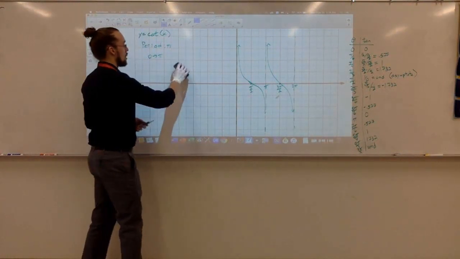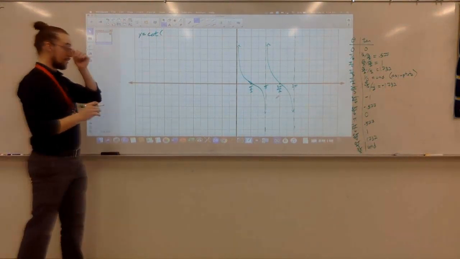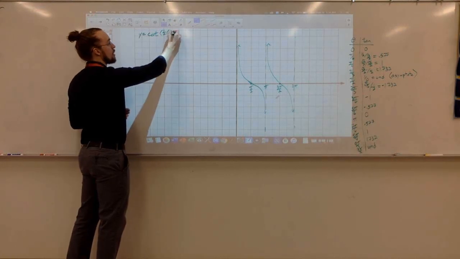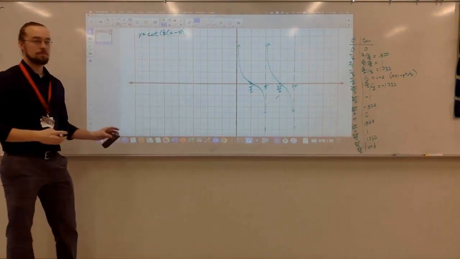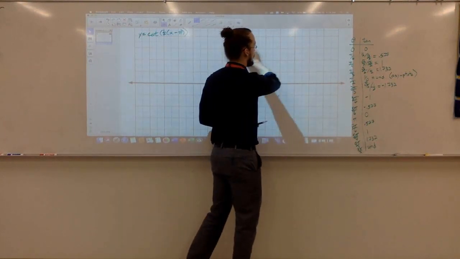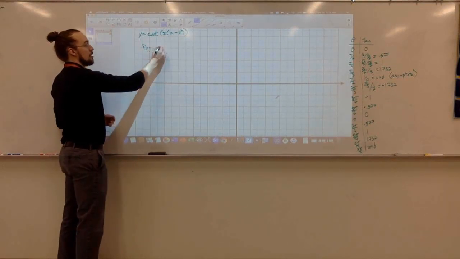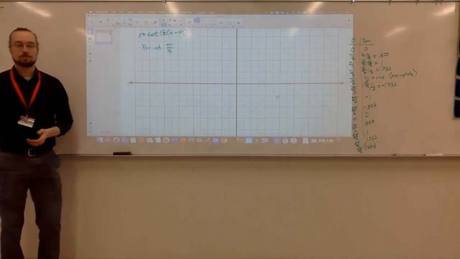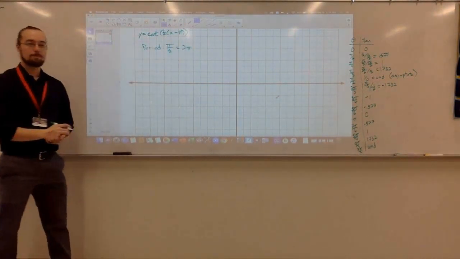So, let's look at one example of shifting a cotangent function. So let's say we've got cotangent of 1/2 times x minus pi. Well, we think about our period. Period is pi over b, so in this case, pi over 1/2. So pi divided by 1/2 is 2 pi.